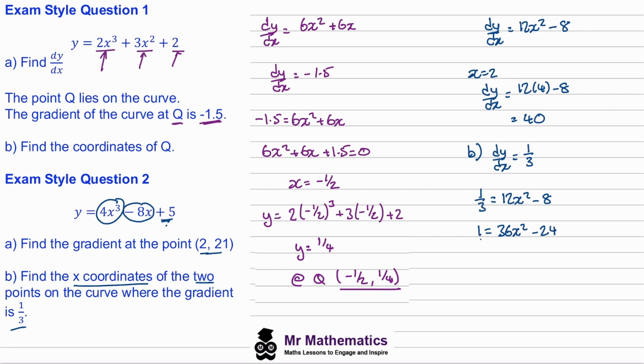Then we'll bring this 1 to the right hand side. And this will give us minus 25. Now we can solve this by factorizing. We've got the difference of 2 squares. So we'll have 6x plus 5 multiplied by 6x minus 5. So our values of x are negative 5/6 when this bracket equals 0 and when x equals positive 5/6. Okay? We don't need to work out the y values because we were only asked for the x coordinates.